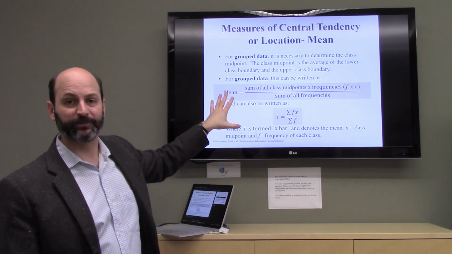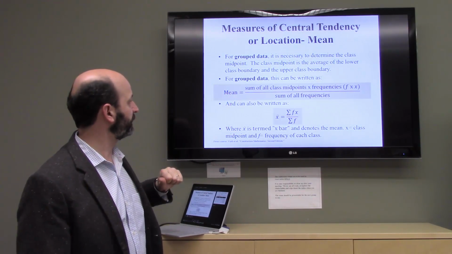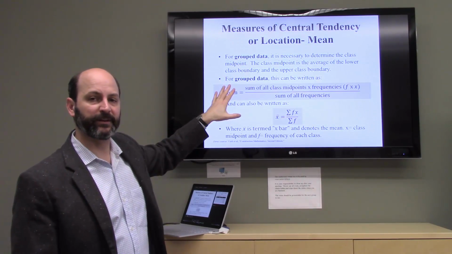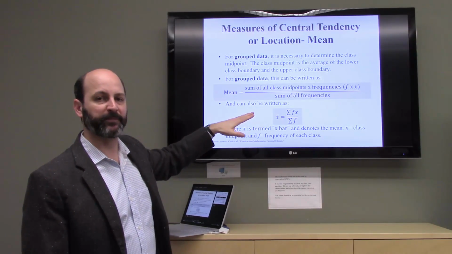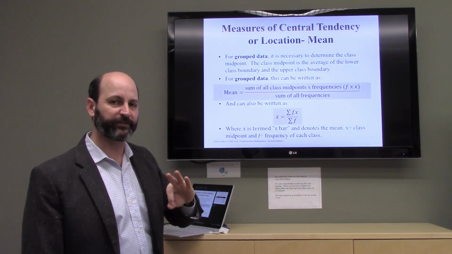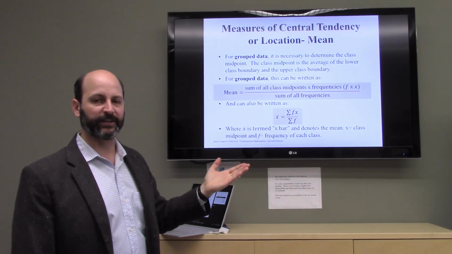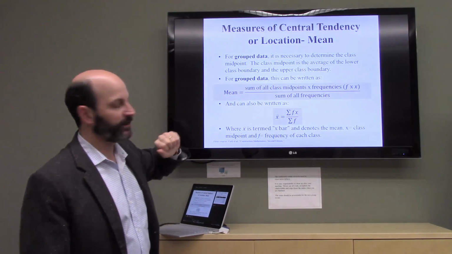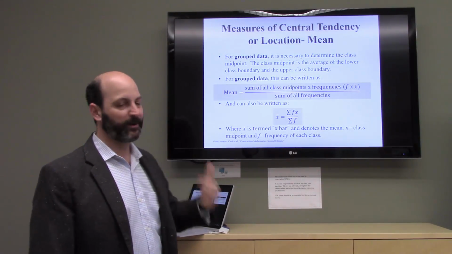Now we're going to talk about grouped data, which has a different way of looking at the mean. For this, it's necessary to determine the class midpoint. It will come into play in a little bit, but we have to understand what the class midpoint is first, and then we can put it into the calculation that helps us get to the mean. Class midpoint is the average of the lower class boundary and the upper class boundary.